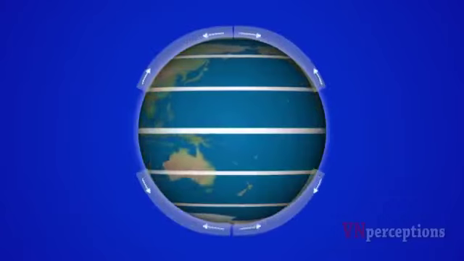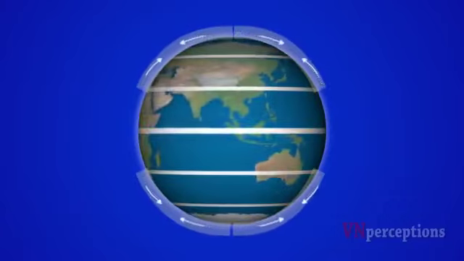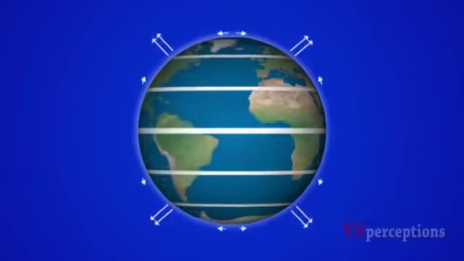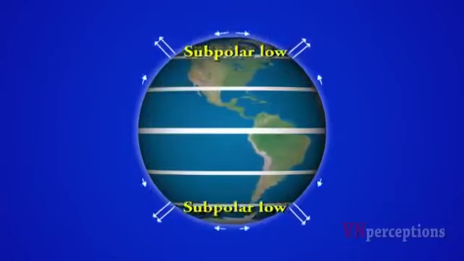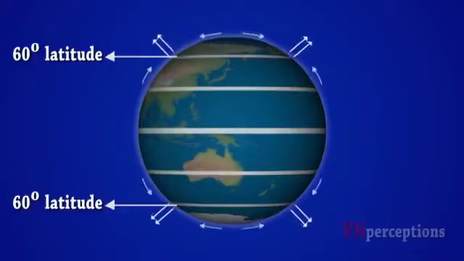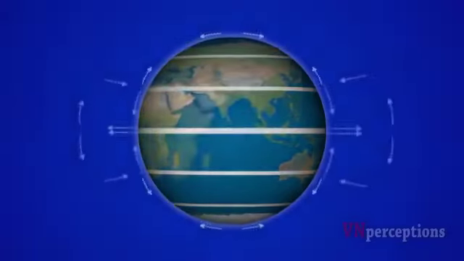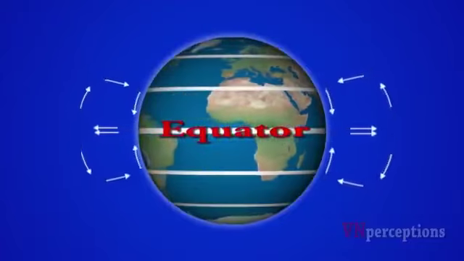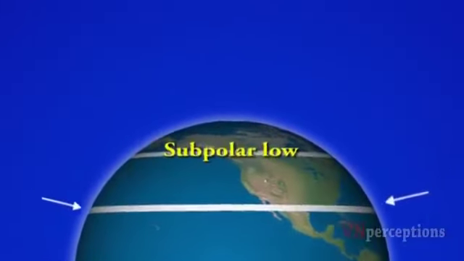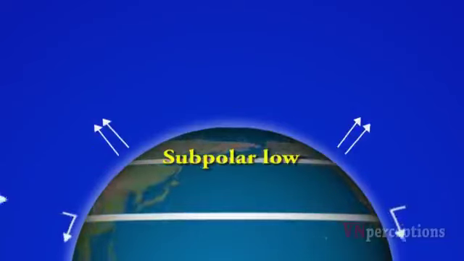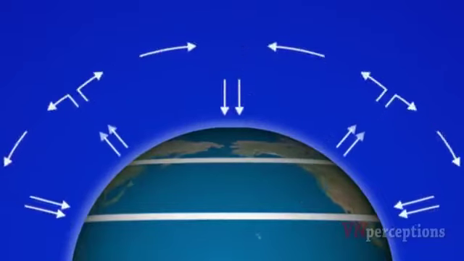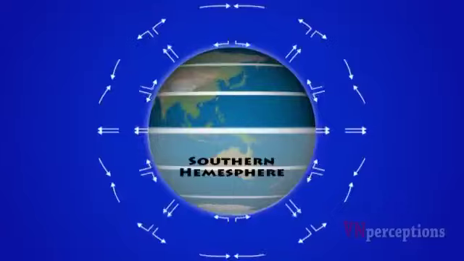At this point, we have air coming from north and south. So, at this point, the air converges and rises up. These regions are known as subpolar lows. So, at 60 degree latitudes, we have a low pressure system because we have rising air. Along the equator, the air is rising because of convection, and at subpolar lows, we have rising air because of convergence. This rising air also spreads out, cools and sinks. The same thing happens in the southern hemisphere.